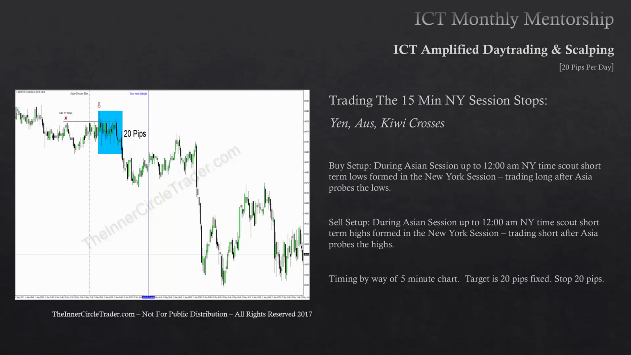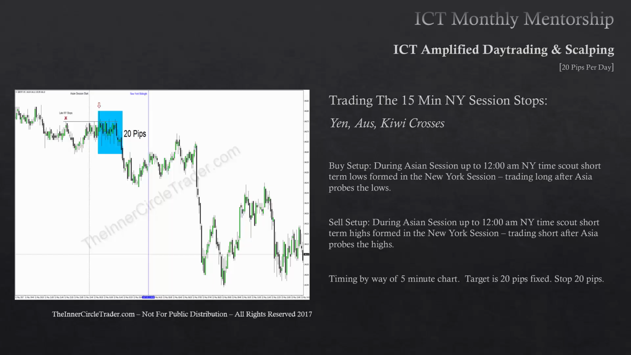So the buy setup, again, is during the Asian session up to 12 a.m. New York time. We're going to be scouting short-term lows formed in the New York session, trading long after Asia probes the low. In other words, basically what we're looking for is a turtle soup long. The sell setup is during the Asian session up to 12 a.m. New York time. We're going to be scouting short-term highs formed in the New York session, trading short after Asia probes the highs. We're timing off of a 5-minute chart.